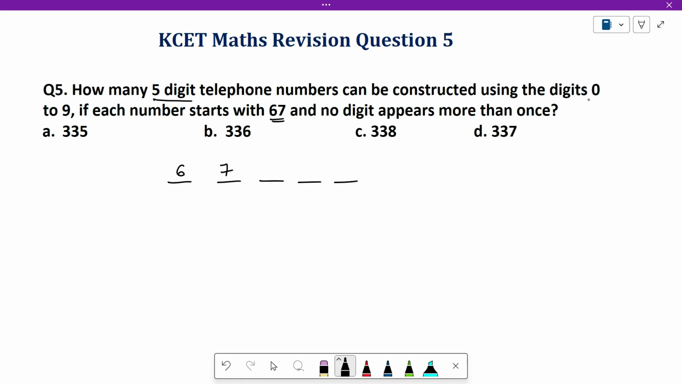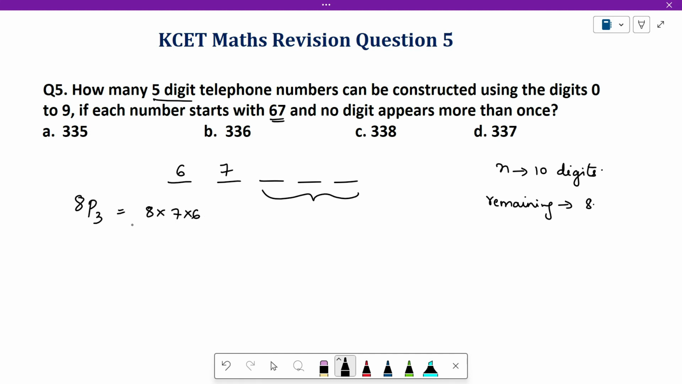So totally from 0 to 9 we have 10 digits. In this, these two digits are taken, therefore remaining are 8 digits. In these remaining 8 digits, I need to take any 3 digits to put in this number. And they have not mentioned even number or odd number. So the answer is, out of 8 digits, we have to take 3, which is 8P3, which is 8 into 7 into 6. This is the answer.